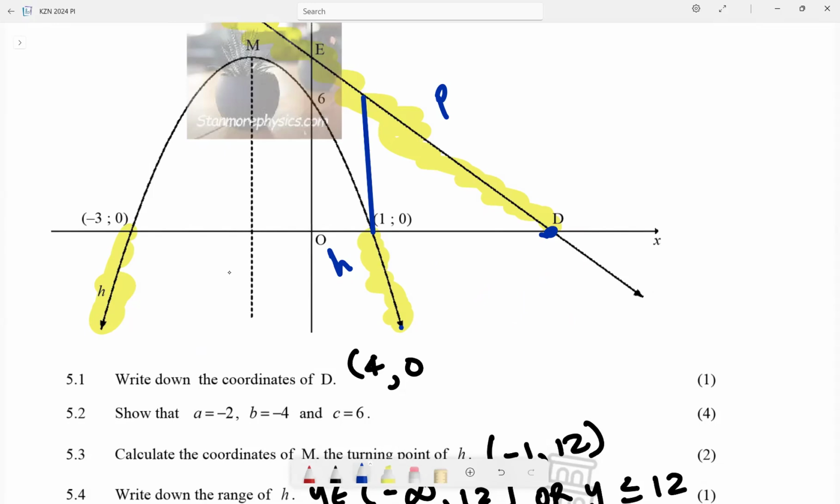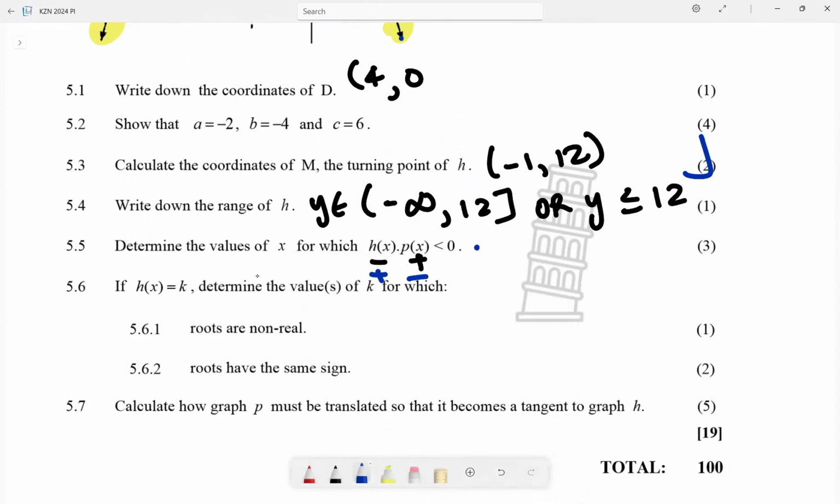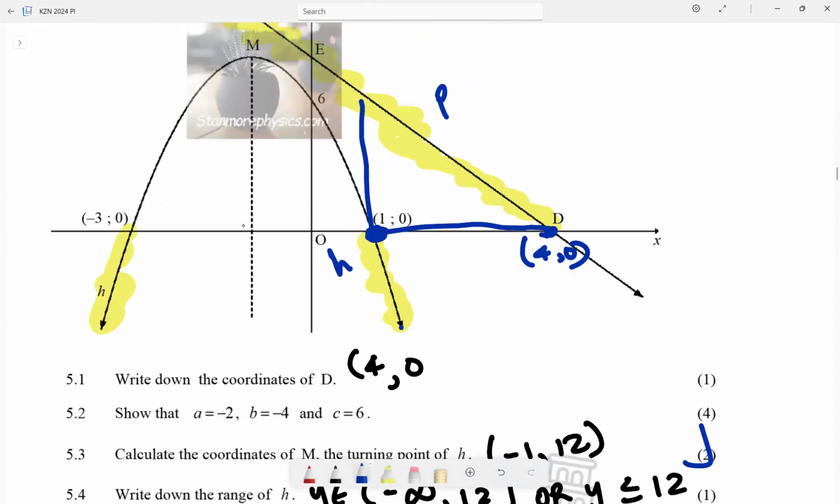So between this point, between 1 and this point here, remember this point D, how much was D? Which is 4 and 0. So between 1 and 4, H is negative and P is positive. So we can say the first one that we come across is that X is between 1 and 4. Okay? Between 1 and 4.